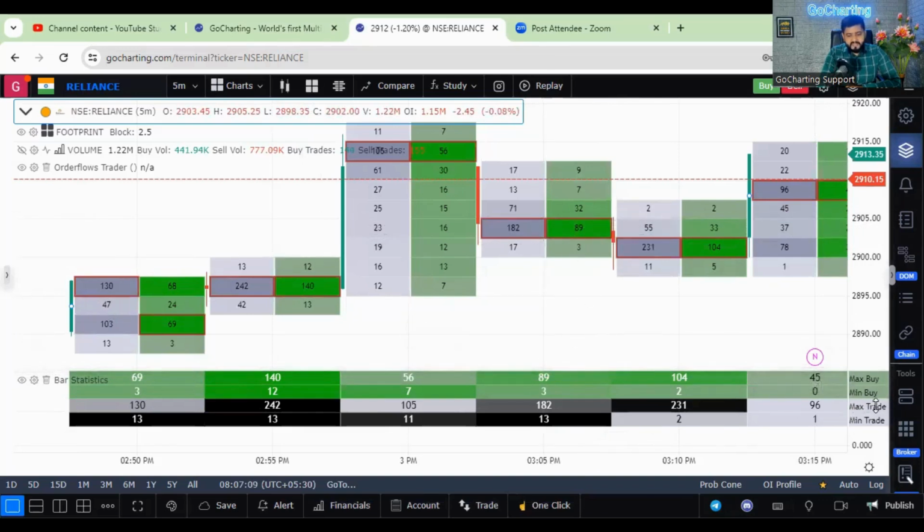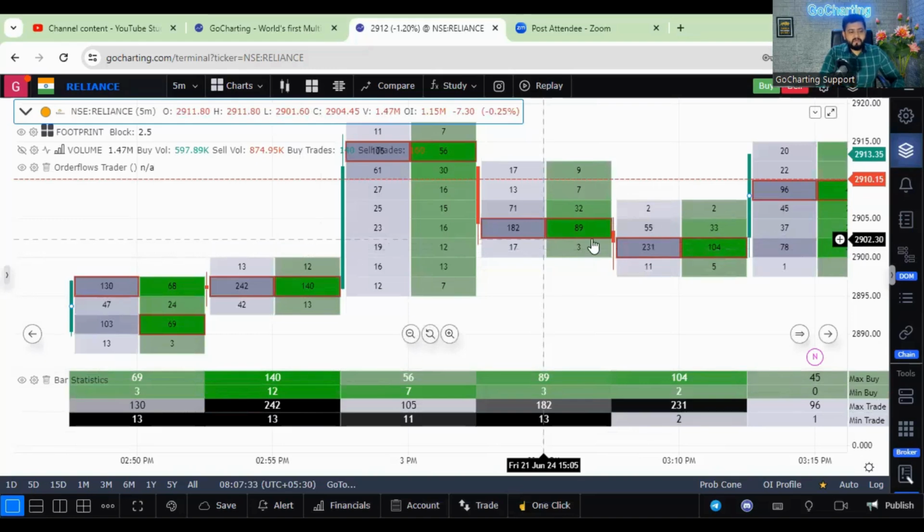And what is max trade? Because in the left column we have the trades, and in the right column we have the buy trades. So what is the max trade? That is 182. What is the max buy trade? That is 89. What is the min trade? The minimum trade is 13 over here, and that is reflected over here. And what is the minimum buy trade? That is 3, which is reflected over here.